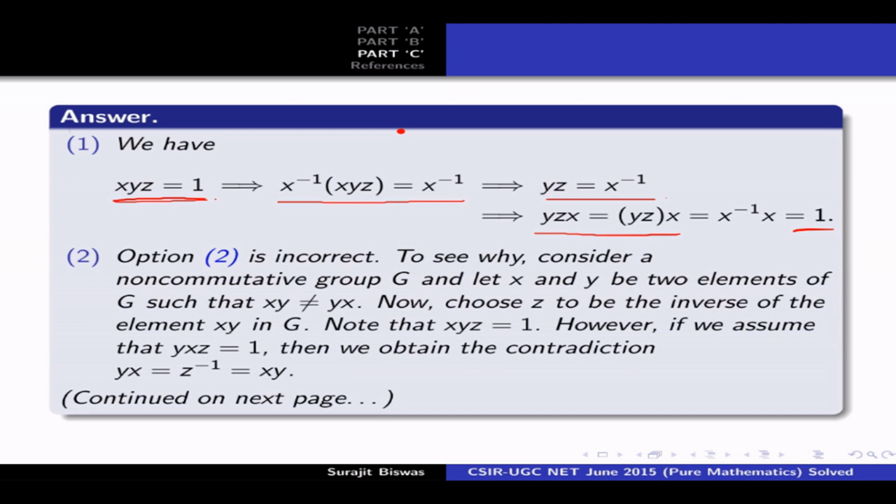So option 2 is incorrect. To see why, consider a non-commutative group G and let x and y be two elements of G such that xy not equal to yx. Now choose z to be the inverse of the element xy in G. Note that xyz equal to 1. However, if we assume that yxz equal to 1, then we obtain a contradiction, yx equal to z inverse equal to xy.